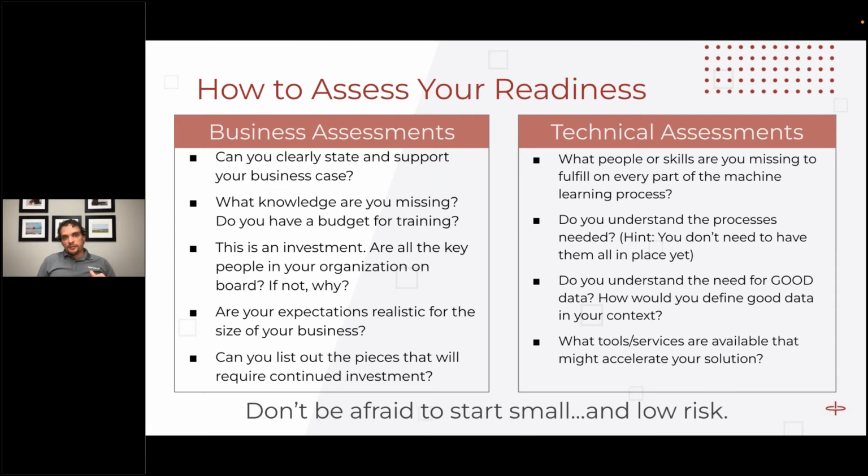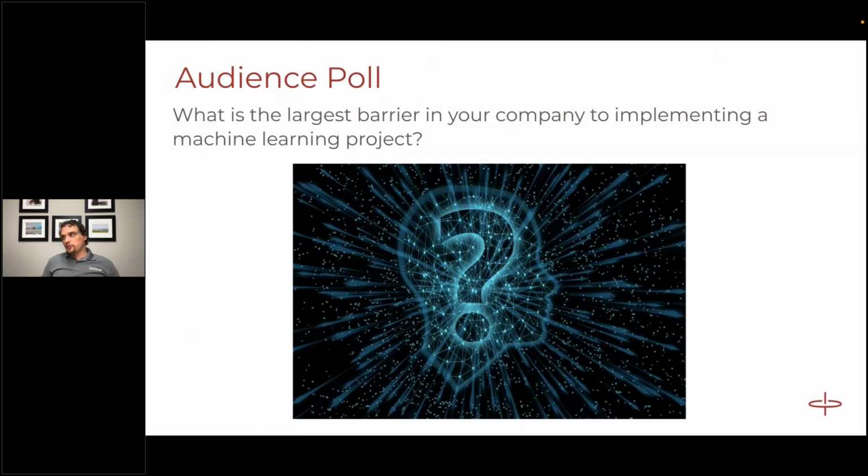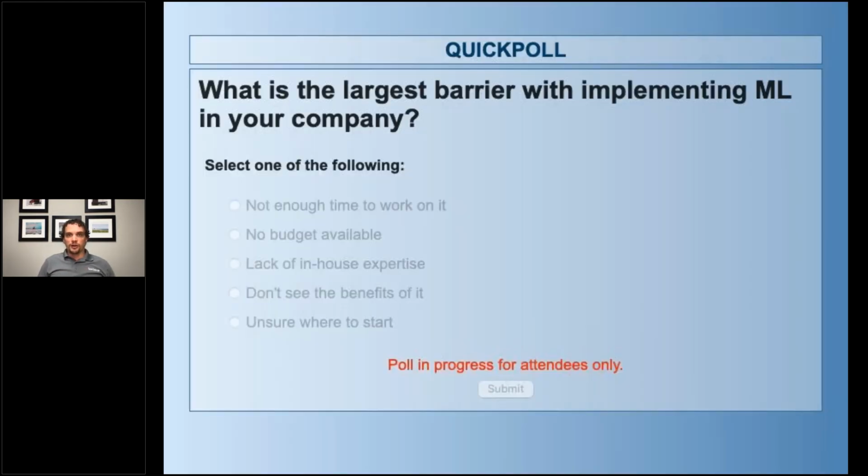So that's kind of the end of our content. I want to take some time now to start an audience poll. And really, I'm curious for this audience here, what is the largest barrier in your company to implementing a machine learning project? Is there something holding you back that really is causing things to stumble or to fall? Or you're just not sure? You're just like, oh, this is interesting, this is cool, but I have no idea even where to begin.